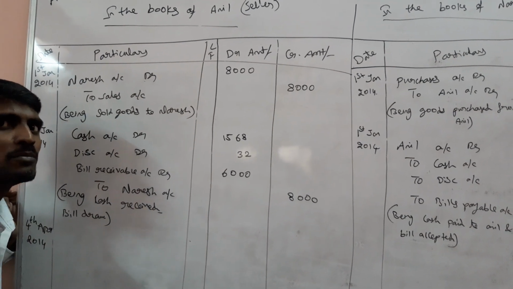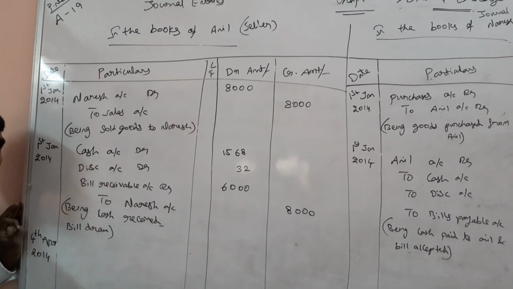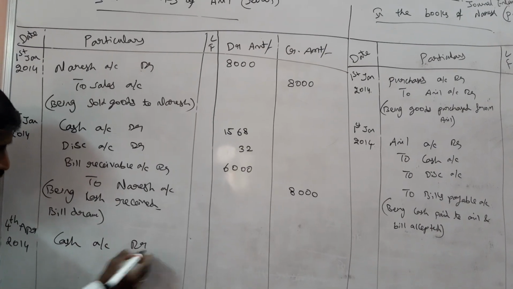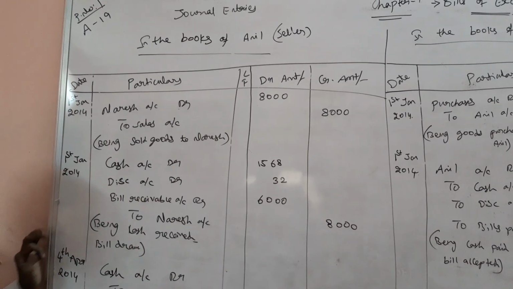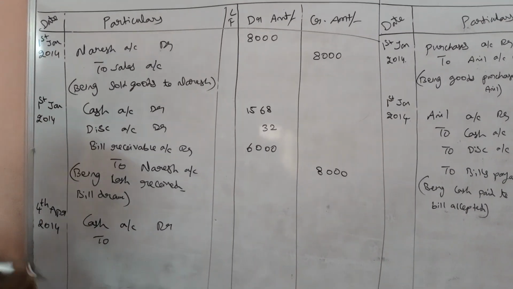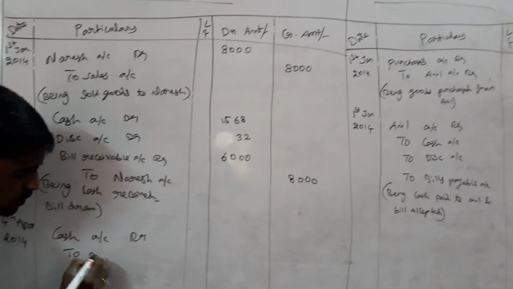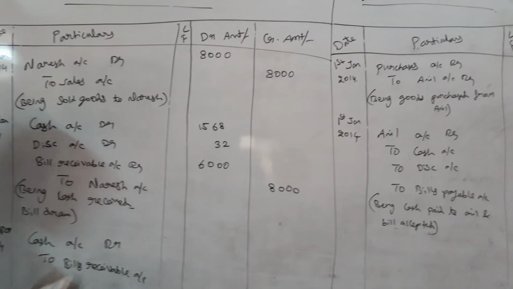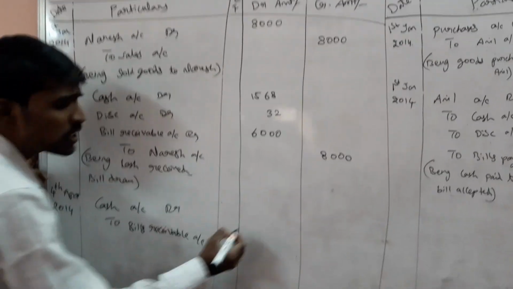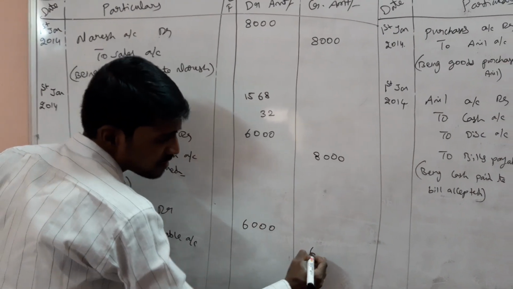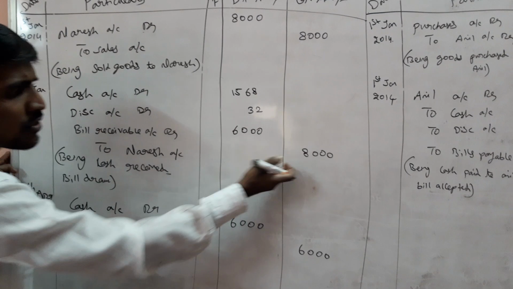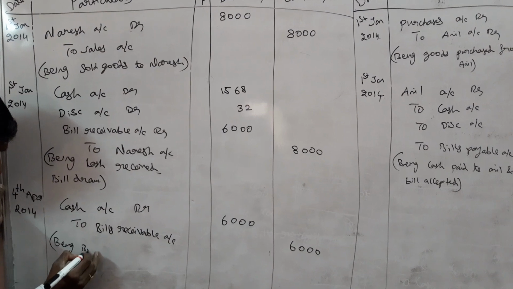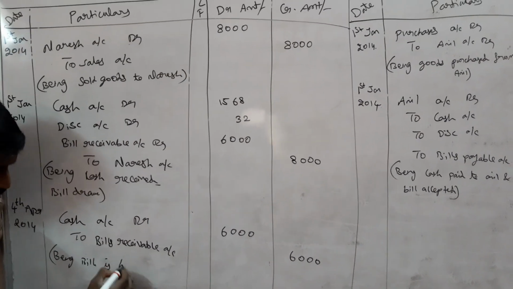So what he is saying: the bill is honored, means he paid cash. So what is he receiving? He is receiving cash. Cash account debit. After giving cash, what does Anil have to do? The bill he received, he has to give back to him. So bills receivable account: what comes in is debit, what goes out is credit. The amount is 6000 rupees. Already the discount was given and cash paid, so only for the bill amount he will pay. The bill is honored.